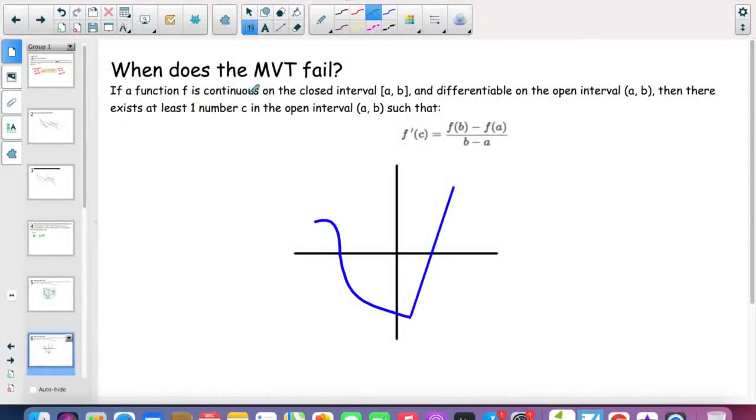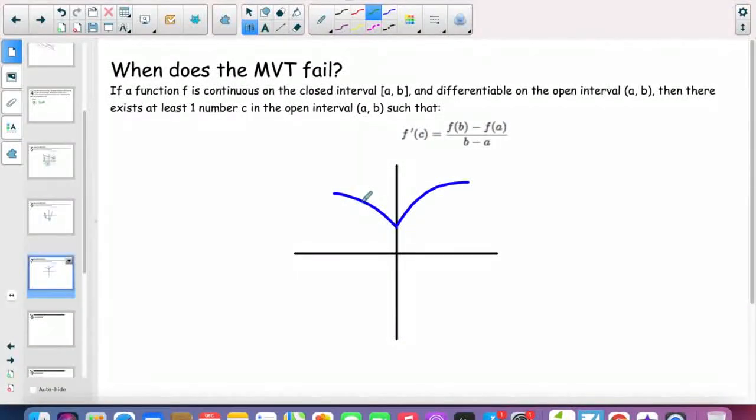Here's another example where the mean value theorem may not be applicable. The function f has to be continuous on the closed interval ab, which in this case it is. It looks like it's closed, there are no gaps or overlaps, and differentiable on the open interval ab. Well, look right here, this function's not differentiable there, or in here somewhere we've got a vertical tangent line. So since we have a vertical tangent line here and a sharp curve here, this function is not differentiable within the interval, so the mean value theorem would not apply.